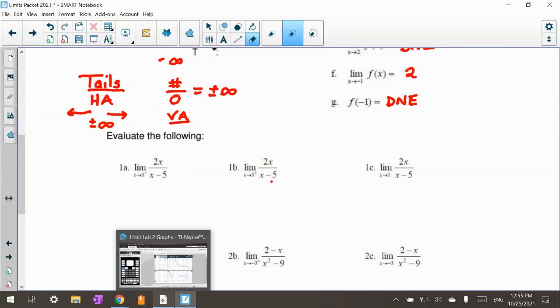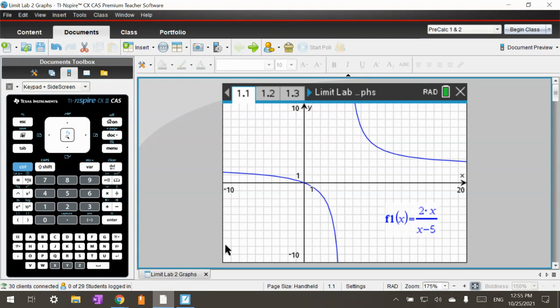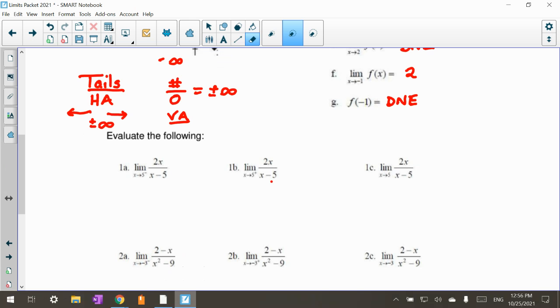So I did graph this one. This is our very first one. As I'm approaching 5 from the left, it looks like it's going down to negative infinity. If I was approaching 5 from the right, it'd go to positive infinity. Do you see where x is equal to 5 is my vertical asymptote? So you kind of have to graph these to really see what's going on.